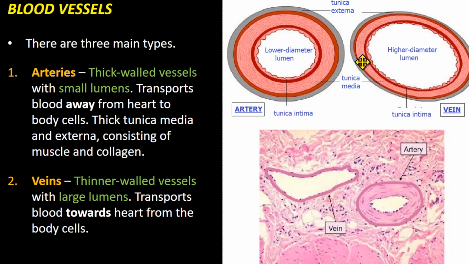Veins, on the other hand, are thinner-walled vessels with larger lumens. These would also have valves, so these would transport blood towards the heart from the body cells. Easy way to remember it is to remember vein in. These transport blood into the heart.